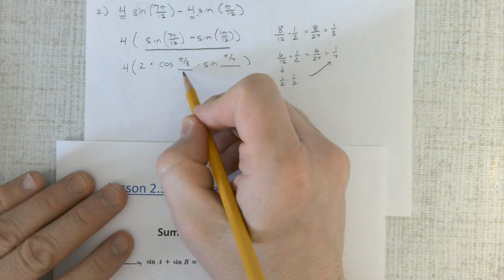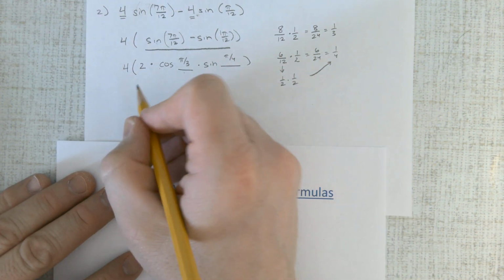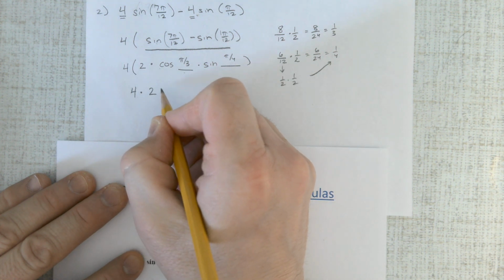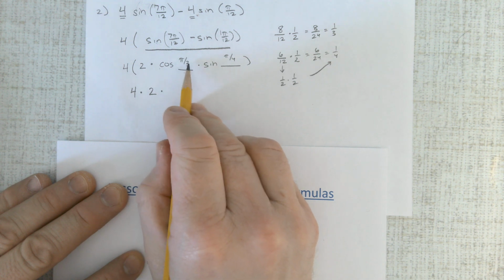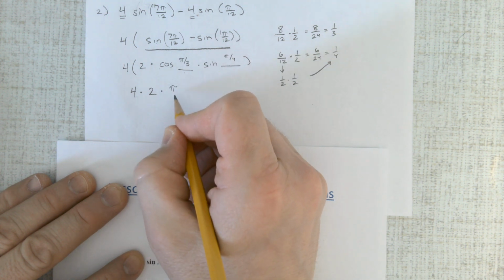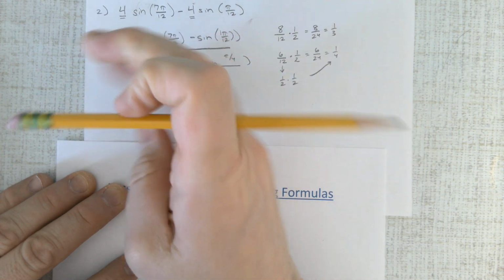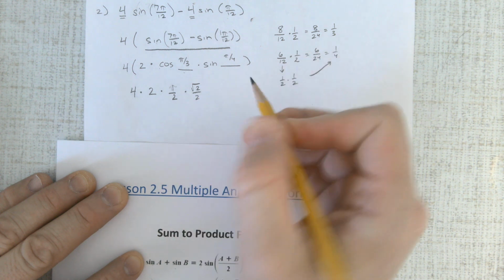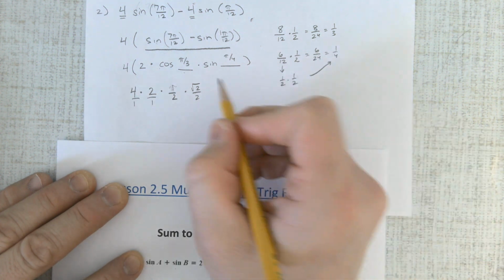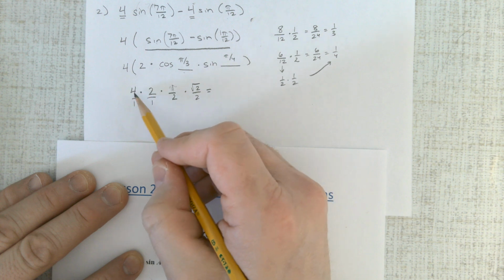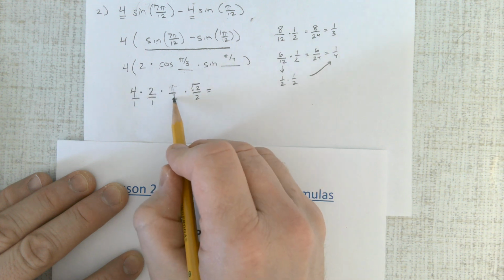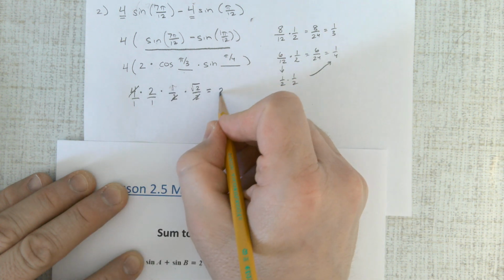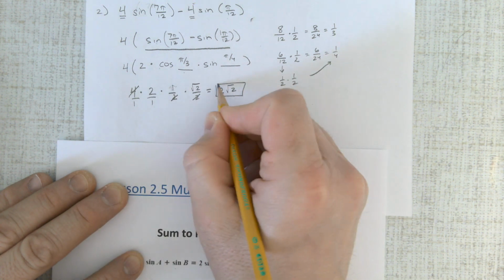Alright, why did I do that? Unit circle value, unit circle value. 4, everything's times, I might as well get rid of the parentheses, times 2 times cosine of pi over 3. That's 1/2. Sine of pi over 4, root 2 over 2. Alright. However you want to do it, you can simplify. 2 times 2 is 4, and there's a 4 up there, so those would divide out to 1, and I'm left with 2 root 2.